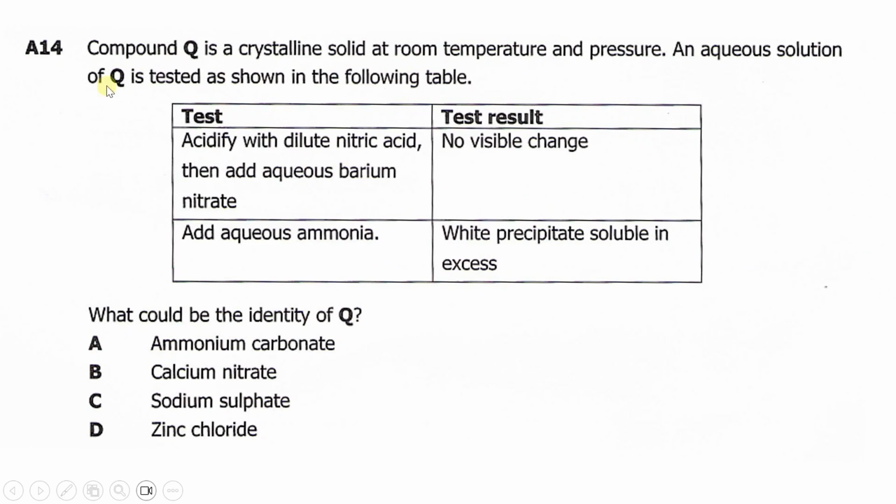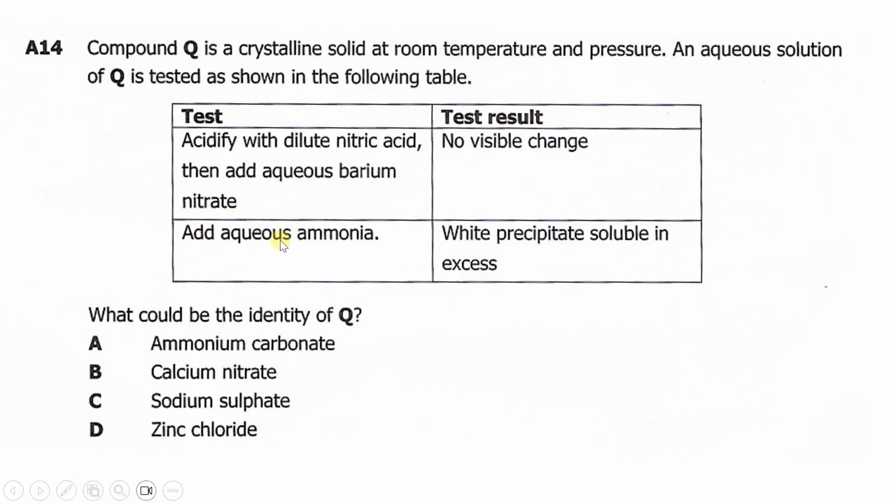So question A14 says compound Q is a crystalline solid at room temperature and pressure. An aqueous solution of Q is tested as shown in the following table. So how did they test? Acidify with dilute nitric acid, then add aqueous barium nitrate. Test result, what they saw after acidifying this with the dilute nitric acid and then adding aqueous barium nitrate: no visible change.